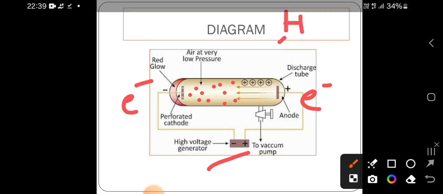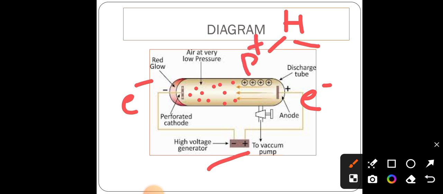Ionization means protons and electrons split up, that is, the positively charged particle and the negatively charged particle split. Now this positively charged particle started moving from the anode towards the cathode. That's why it was given the name anode ray. As they moved from the anode to the cathode, they penetrated through the perforated cathode, fell on the fluorescence beam, and a red glow was observed.